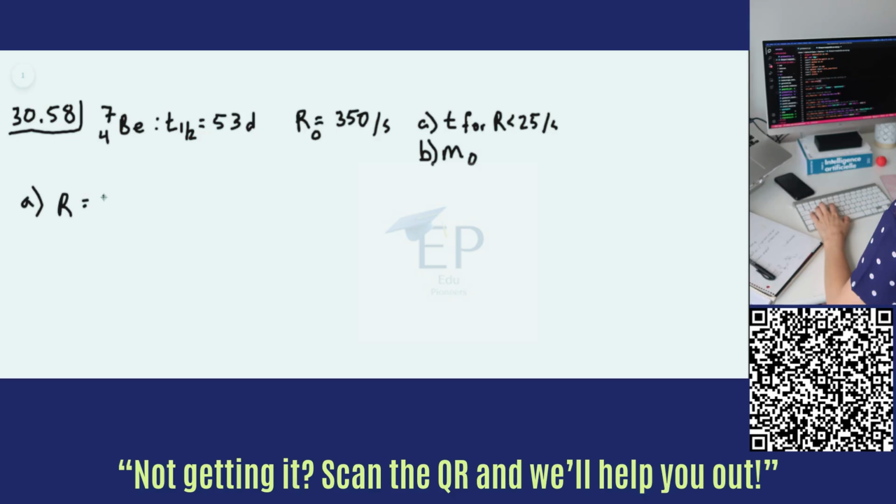the activity is the initial activity times the exponential decay. So the amount of time it takes to reach a specific activity level is going to be -1 over lambda times the log of our desired R over our starting R. So this is going to be 25 decays per second. This is 350.